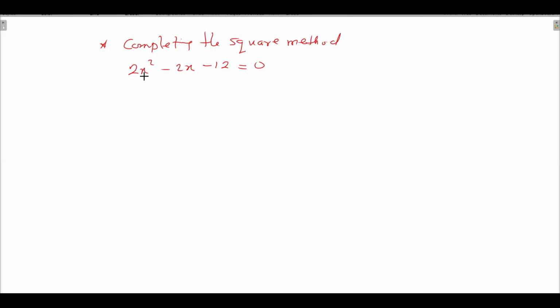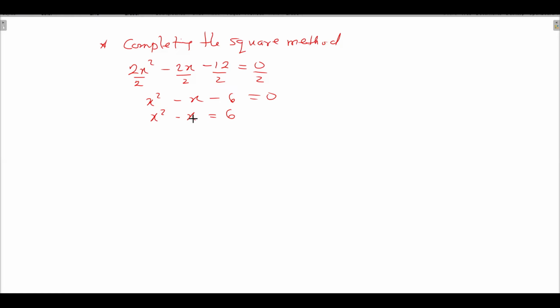Anytime you are solving a quadratic equation using completing the square, you see the coefficient of our x squared is not 1, it's 2. So we make it 1 by dividing by 2. That's the first step, and that means we have x squared minus x minus 6 equals 0. The next step is to take this constant value outside. So I have x squared minus x equals 0 plus, because it's negative here, it becomes 6 outside.